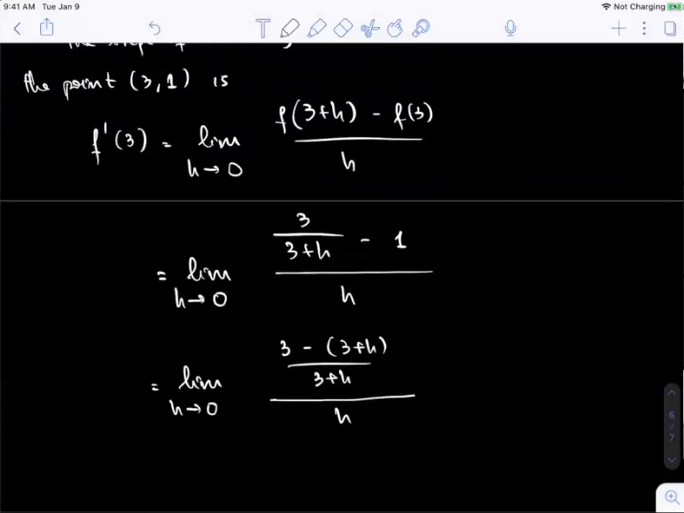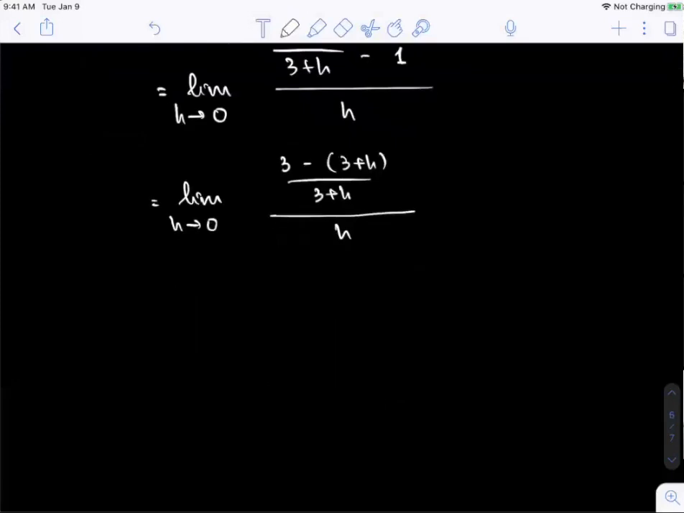I just want to remind you again that when you calculate limits, try to keep the limit notation at all times, until the last possible moment, until the step of evaluating the limit. Then you can drop the limit notation. Otherwise, you have to keep it at all times.